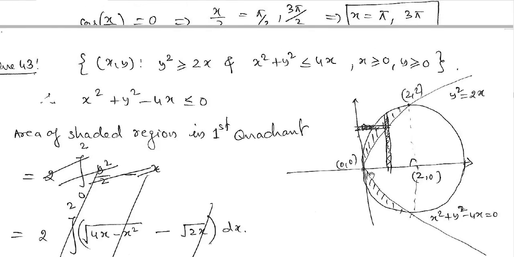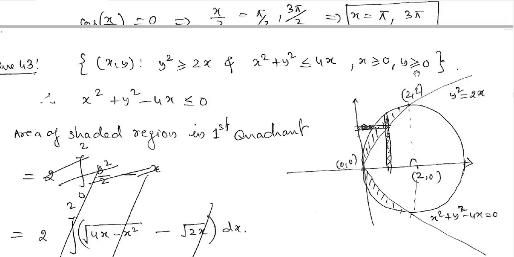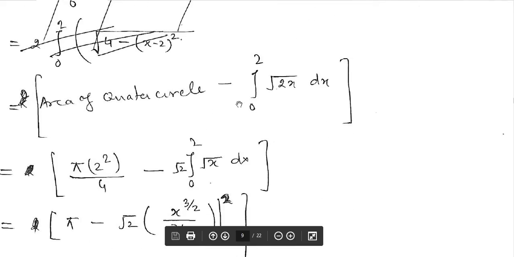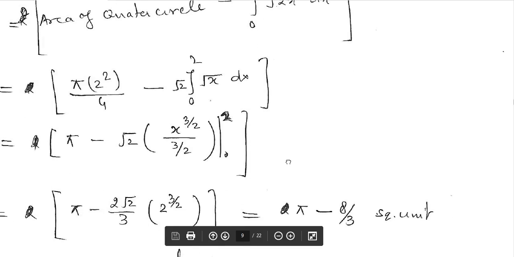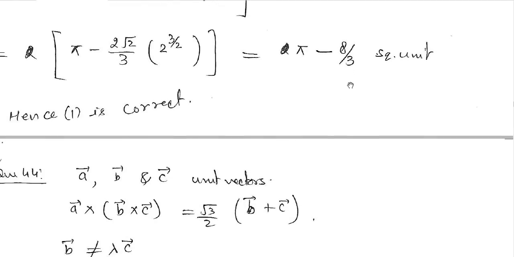Initially I was thinking that this is the area that we need to calculate, but this is the condition. So the area must be of the first quadrant. Hence, the area of the quarter circle minus the area of this region, this part, gives the area of the shaded region, and on calculating we are getting pi minus 8 by 3 square units.